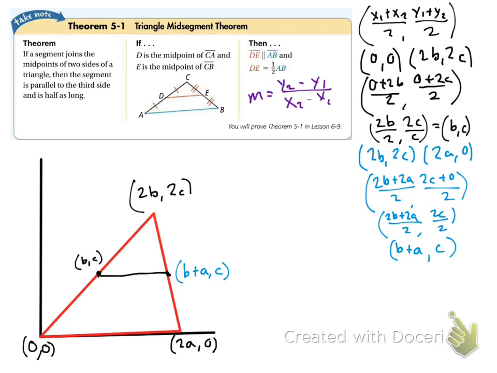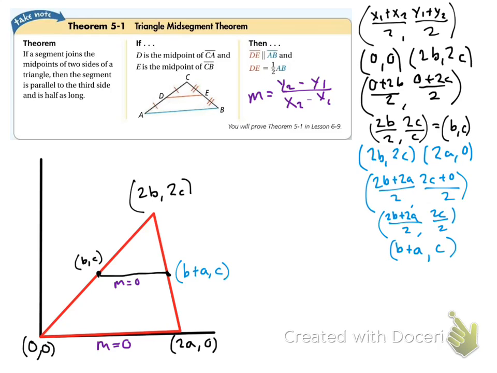So we know the slopes of horizontal lines are 0. The y here is c and the y here is c. So this is also a horizontal line. So the slope of this one is going to be 0. If you weren't sure of that, I'll show you how you could use the slope formula.